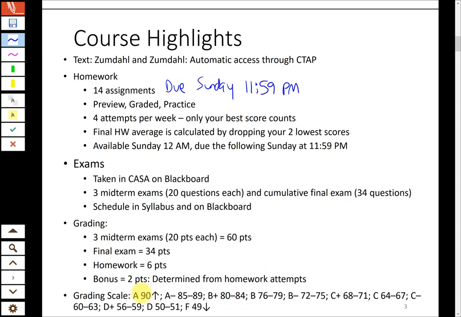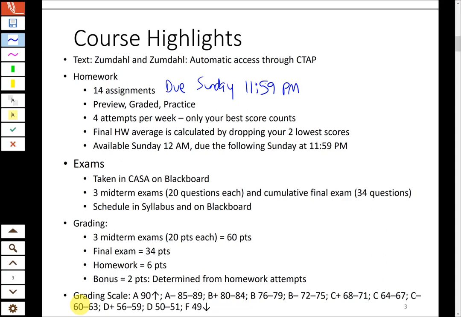Here's our grading scale. I get asked a lot, especially at the end of the semester, do you guys curve? I guess not really. We do make the scale a little bit easier than the standard UH scale. So you'll notice here that our A goes down to 90, our B plus goes down to 80. To get a C minus, you need a 60, and so it's an easier grading scale than what the standard is for UH.